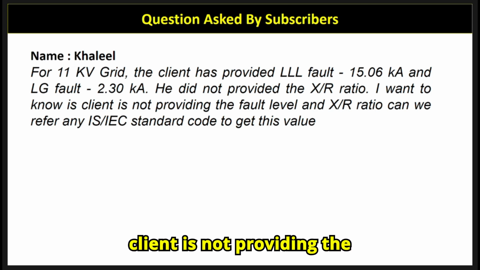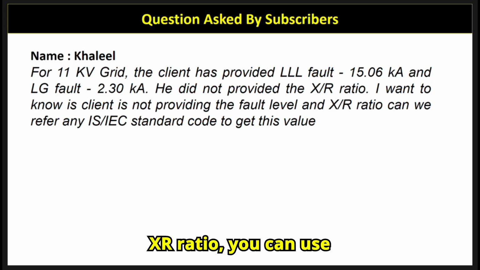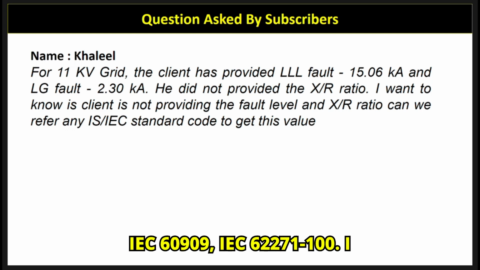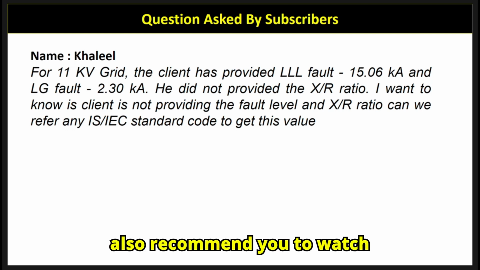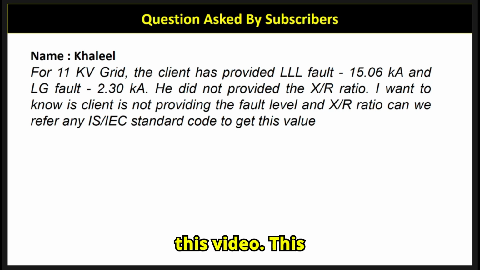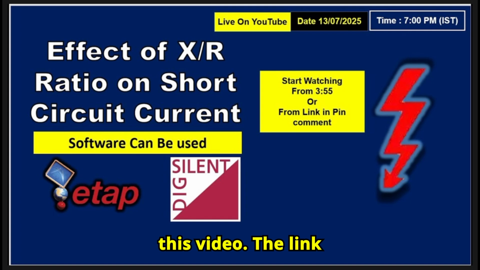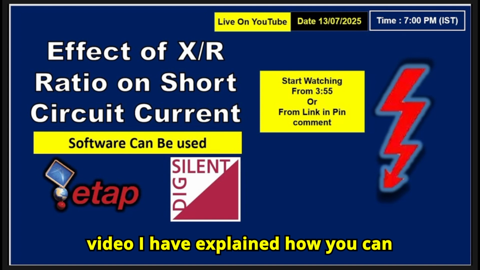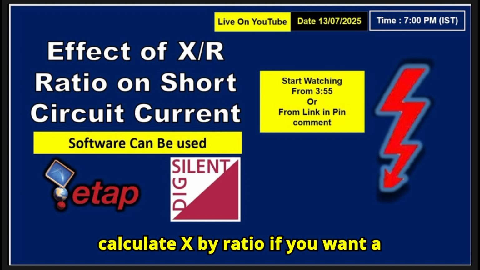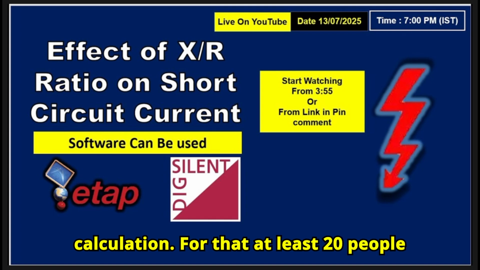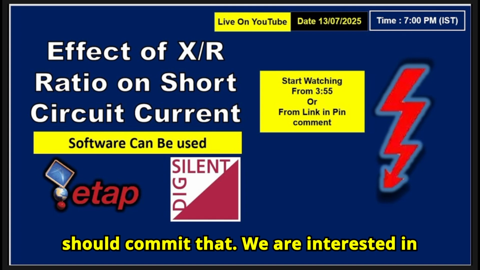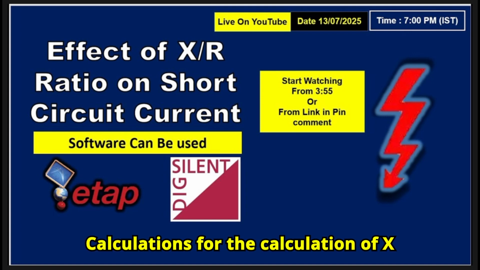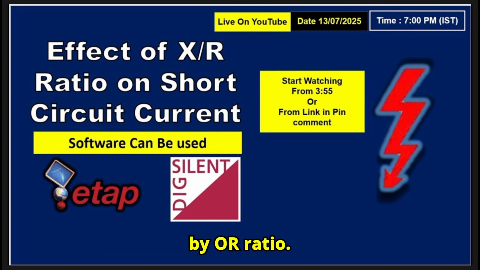If the client is not providing the X by R ratio, you can use any relevant standards such as IEC 60909, IEC 62271-100. I also recommend you to watch this video. The link is given in the description. In this video, I have explained how you can calculate X by R ratio. If you want a detailed lecture on the short circuit calculation, for that at least 20 people should comment that we are interested in the lecture regarding the detailed calculation of the short circuit calculation for the calculation of the X by R ratio.